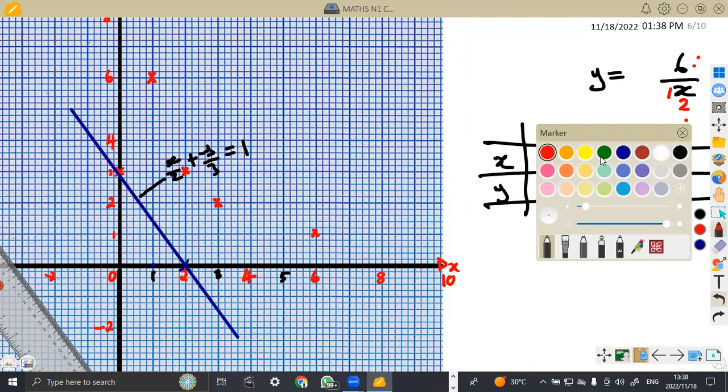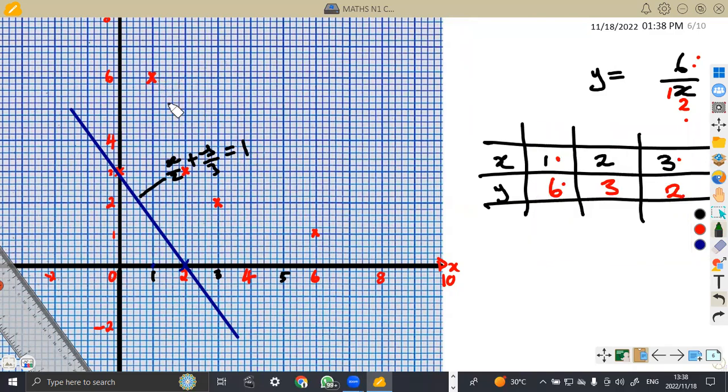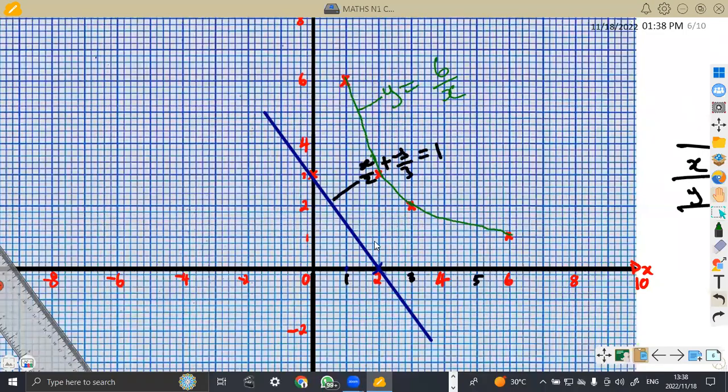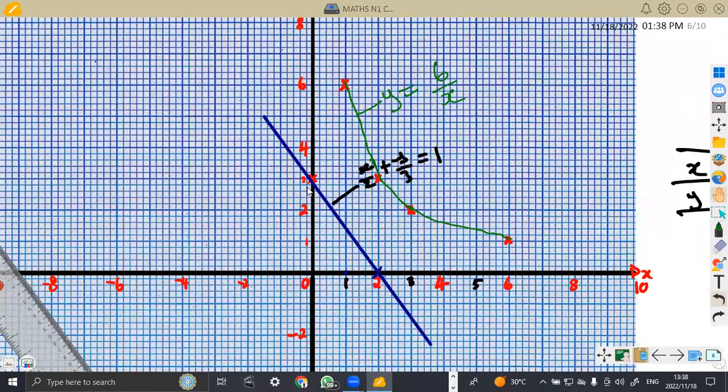These points are enough for us to join from this point to this point here, to this point there. So that was your graph of y is equal to 6 over x. The question was for you just to have the graph on the same axis, just like the instruction. So this part is done.